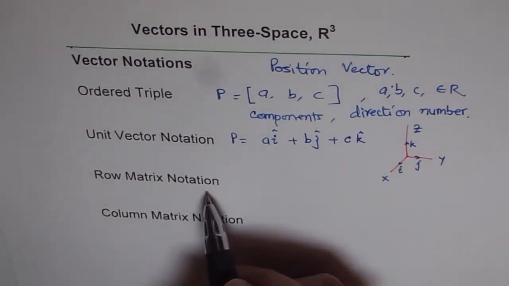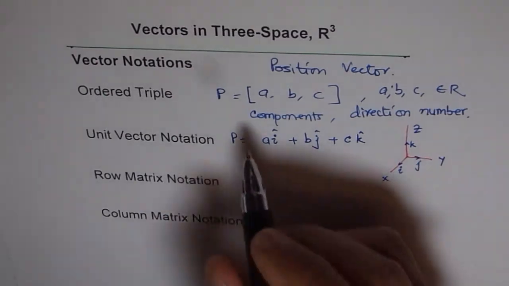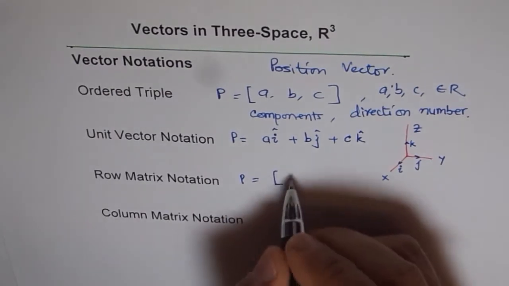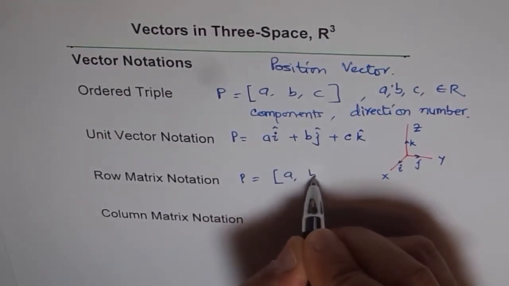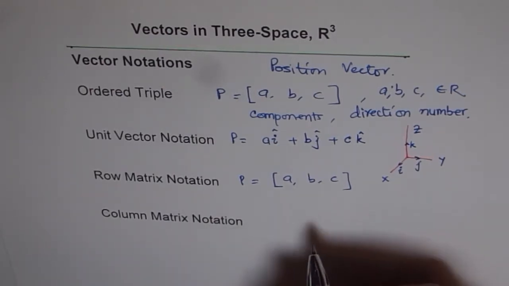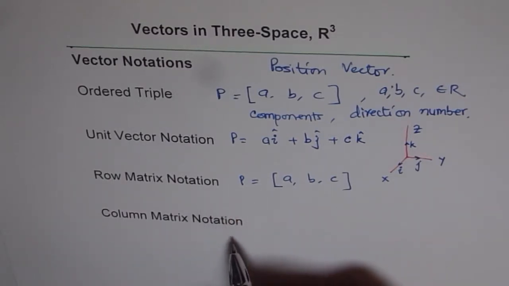Row matrix notation. In row matrix notation, we write this vector almost the same as we write the ordered triple, but it is a row of a matrix. Row matrix really helps us to do computation. We are representing vectors in algebraic form in all these cases. The main idea here is to do some computation with these vectors, add, subtract, multiply, divide, and get some results. So matrix notations help us with faster computation.